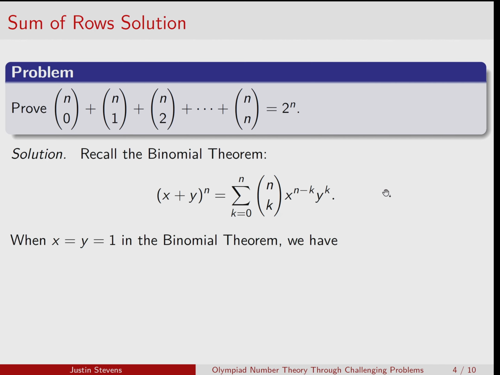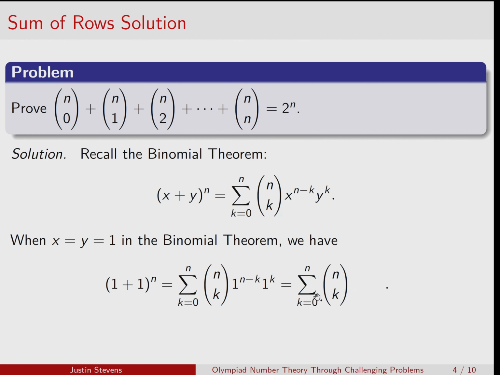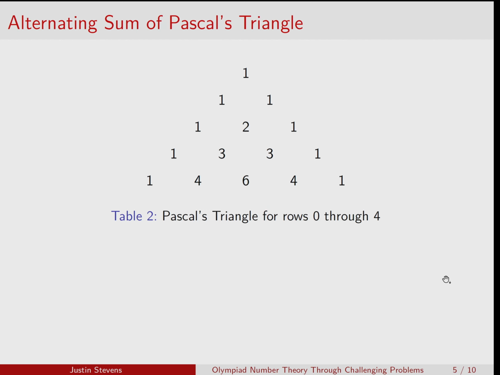So if we let x equal y equal to 1 in the binomial theorem, then we're just going to get (1 plus 1) to the nth power is equal to a sum of n choose k all times 1, which is just equal to the sum of the nth row of Pascal's triangle, which is also equal to 2 to the n. So therefore, we've proven our desired identity.